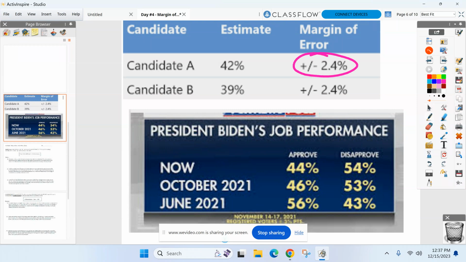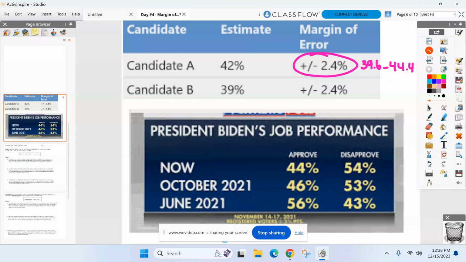This part that they have here, plus or minus. What they're saying is, we're guessing about 42% voted for candidate A, but it could be 2.4% above that or 2.4% below that. So 42 plus 2.4, what's that? 44.4. And when you subtract it, that's 39.6. What they're saying is, we're a lot more confident that between 39.6% and 44.4% actually voted for candidate A. That's what that margin of error is.